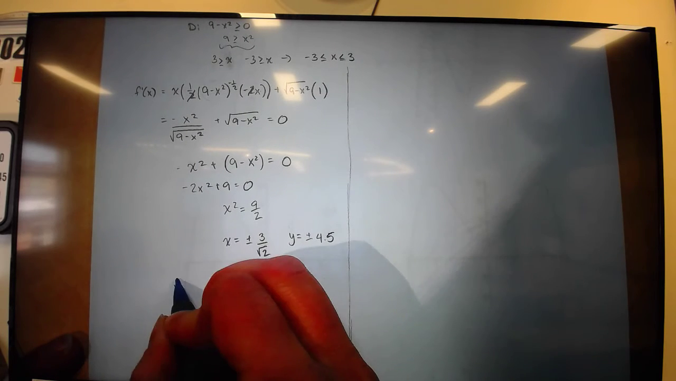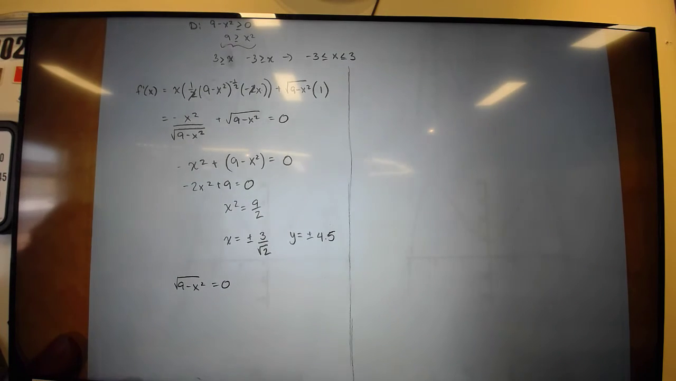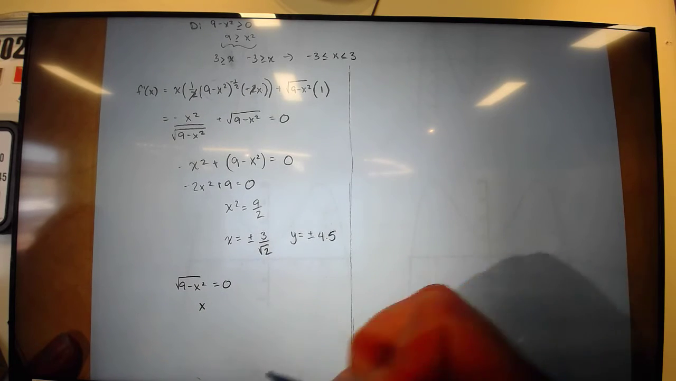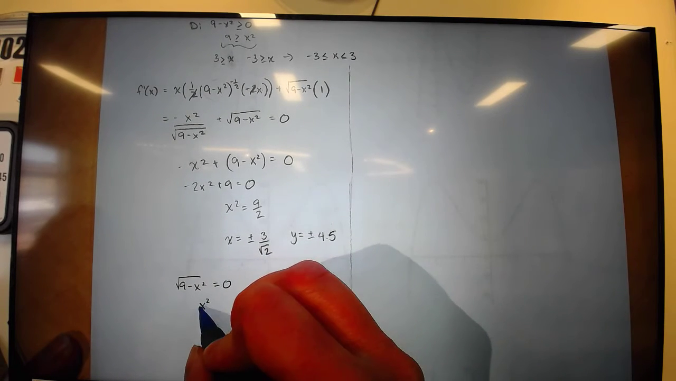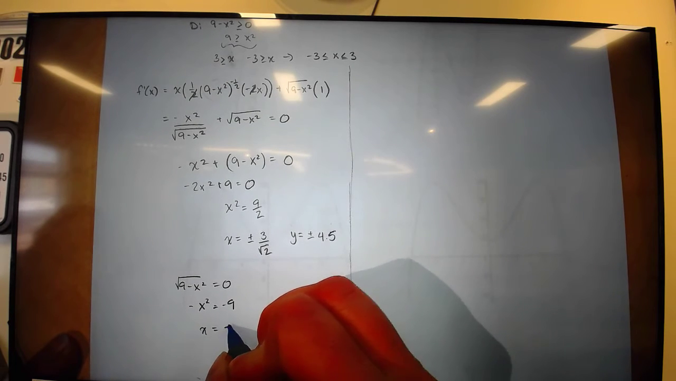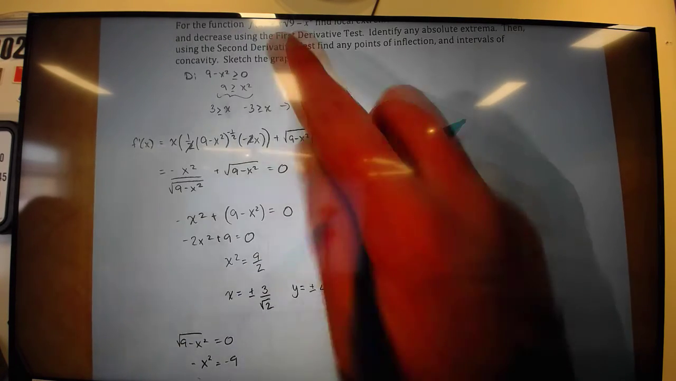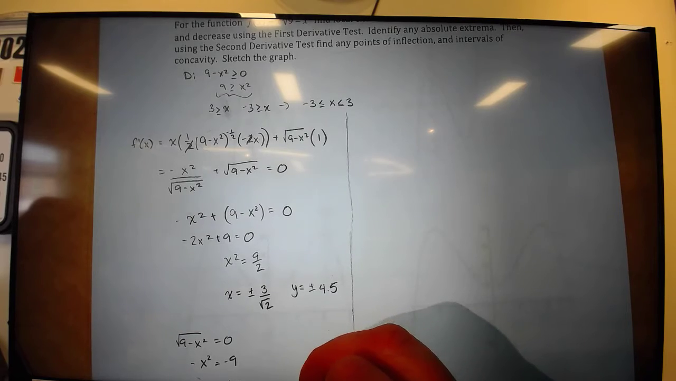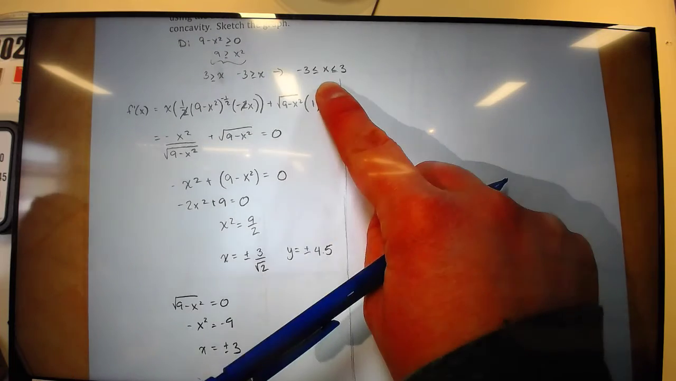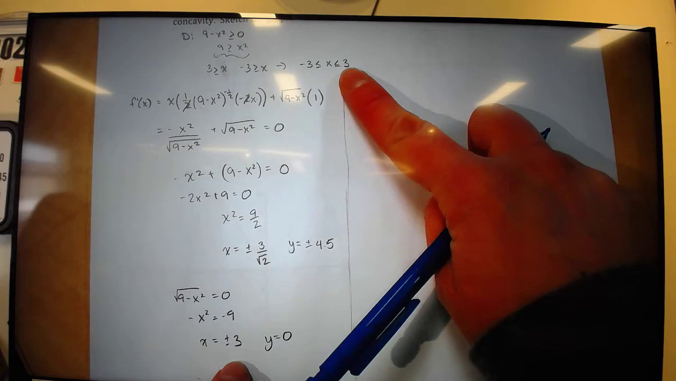So we've got root of 9 minus x squared equals 0. I'm trying to figure out what's happening there, okay? If I square both sides, 0 squared is just 0. So then I have negative x squared is equal to negative 9. Divide both sides by a negative. We get x is plus or minus 3, okay? When I plug a 3 into either of these things, either a positive or a negative, I'm going to get y is equal to 0. So those, because if we think about our domain from earlier, are our endpoints for this graph, okay? And we'll see that once we sketch the picture.